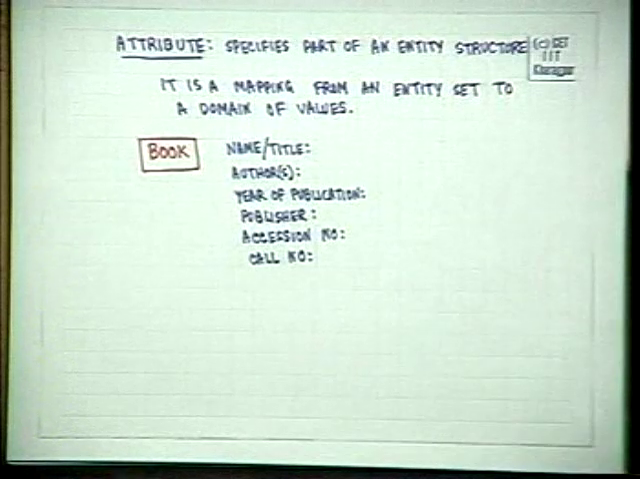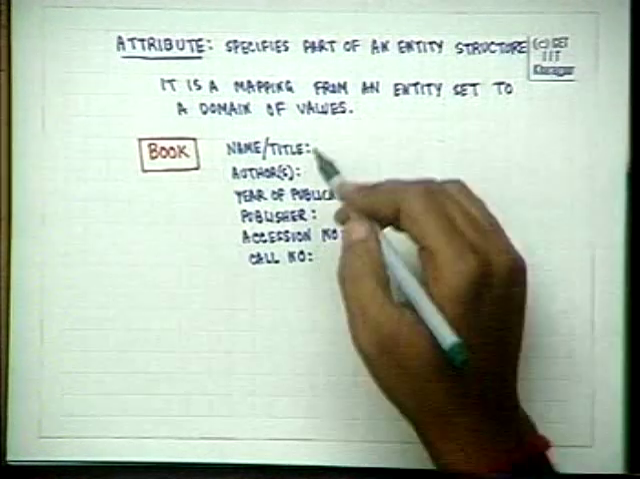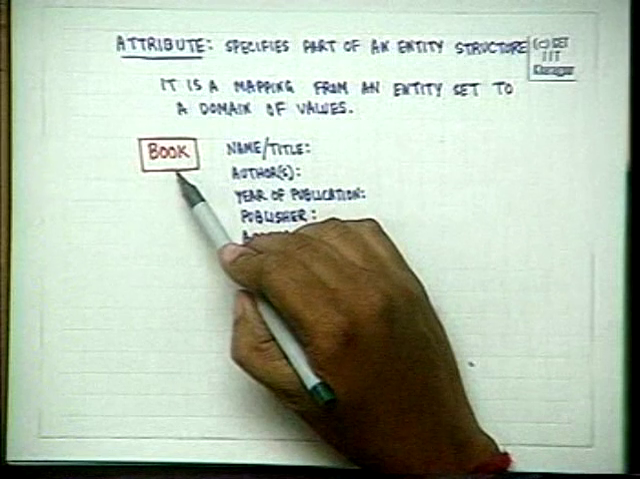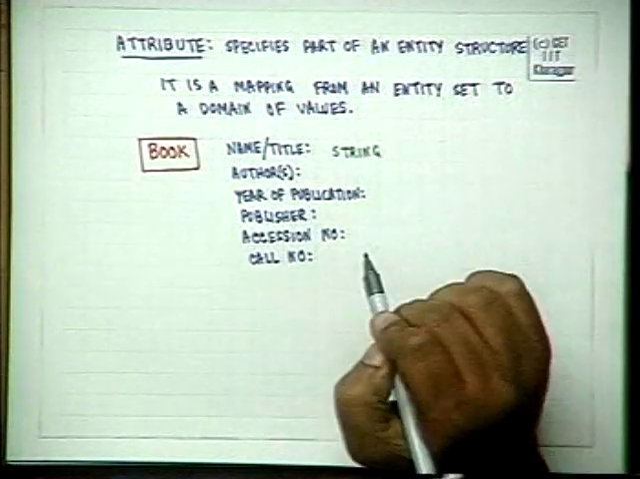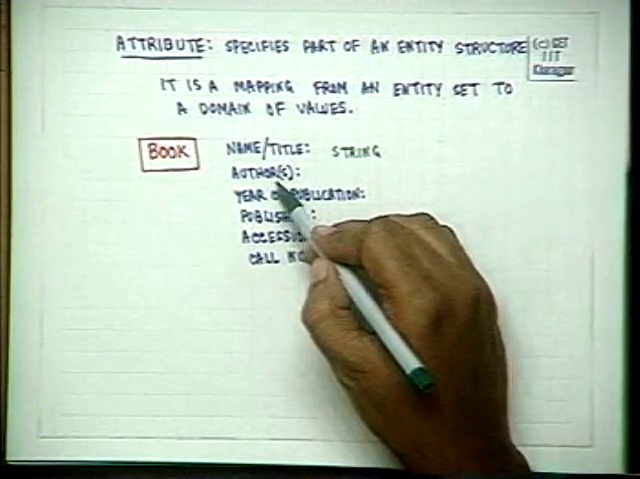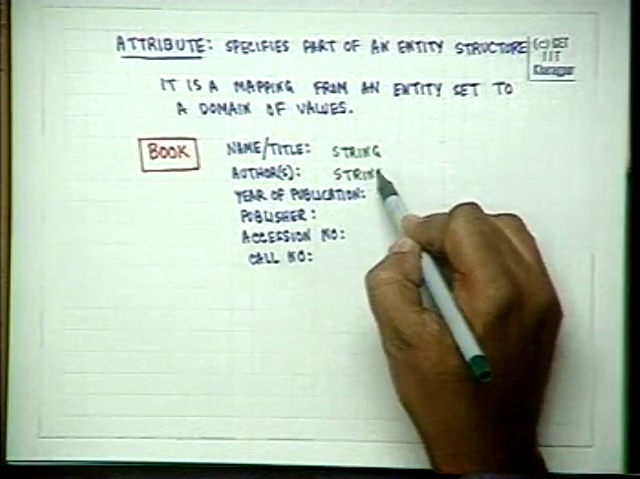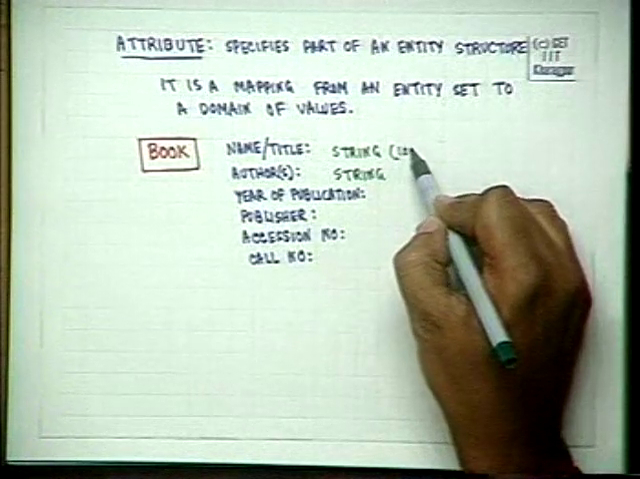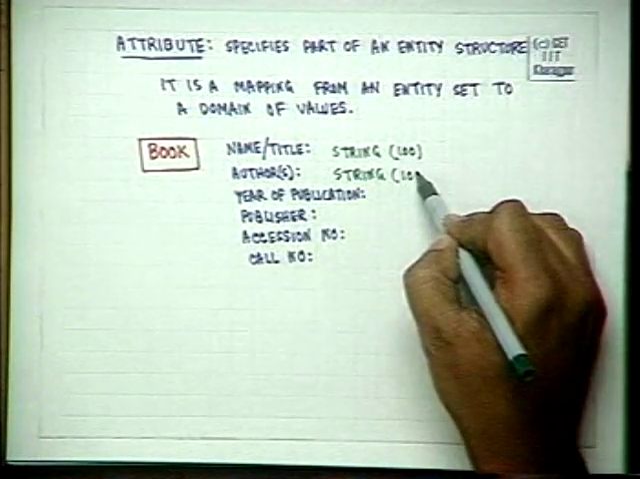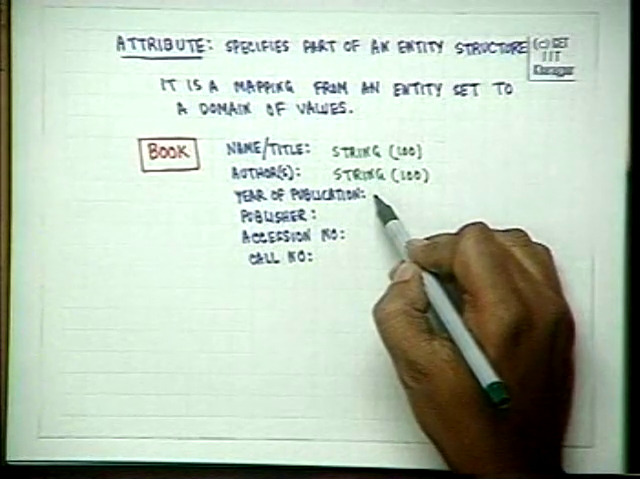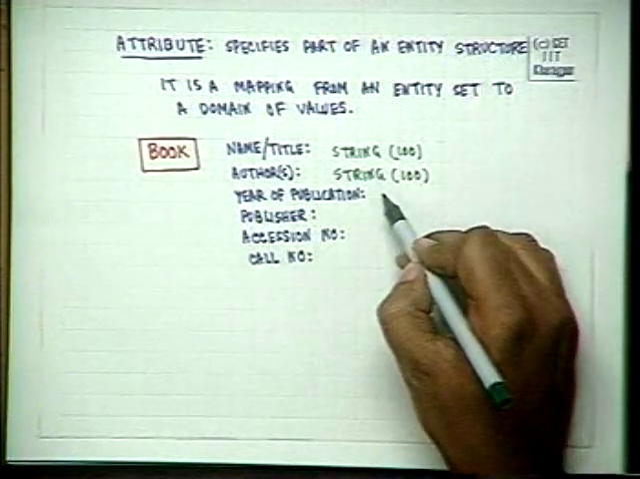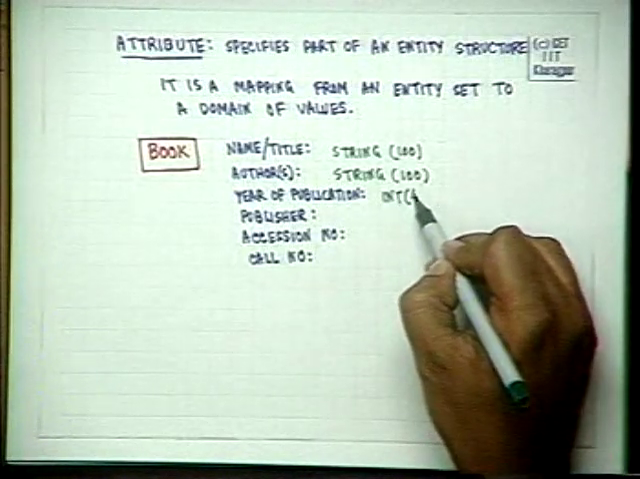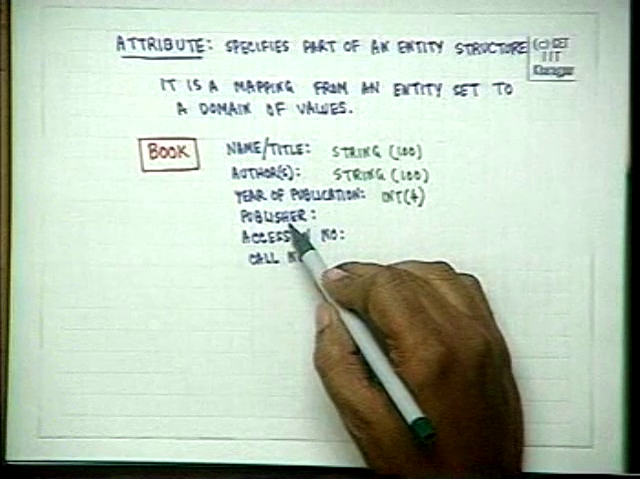Now, what are these? These are mappings to some domain of elements. For example, this is a mapping from the entity set book to a string. This is a mapping from the entity set book to another string, and this string may have a particular size, an alphanumeric string. This will be a mapping to an integer of size 4. Okay. So, integer of size 4. This may again be a mapping to a string.